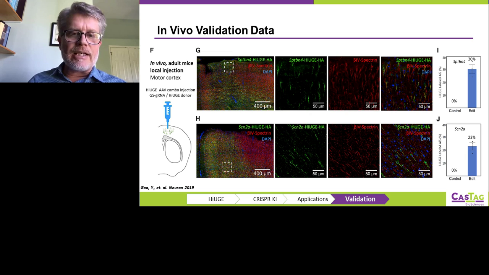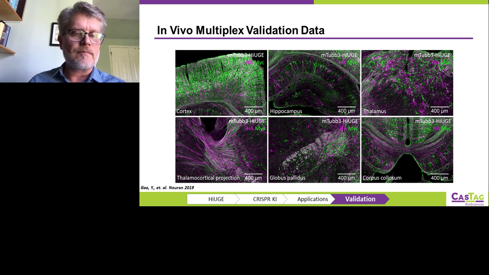You can see that by marking the endogenous axonal initial segment with an antibody specific against beta-4 spectrin versus the HA-labeled structure, we can then calculate the efficiency of integration even in vivo. And again, we see around 20 to 30% efficiencies in vivo using these viruses.